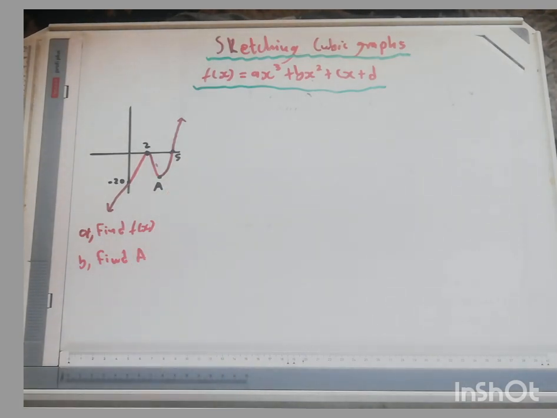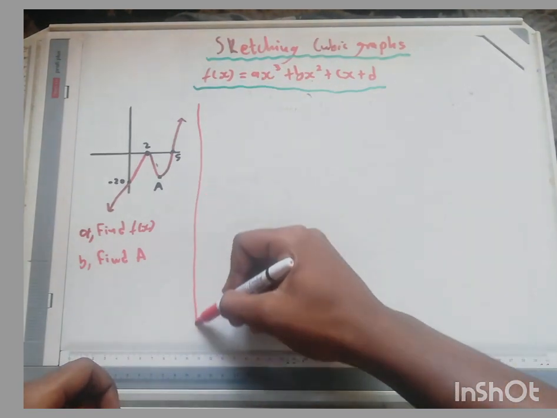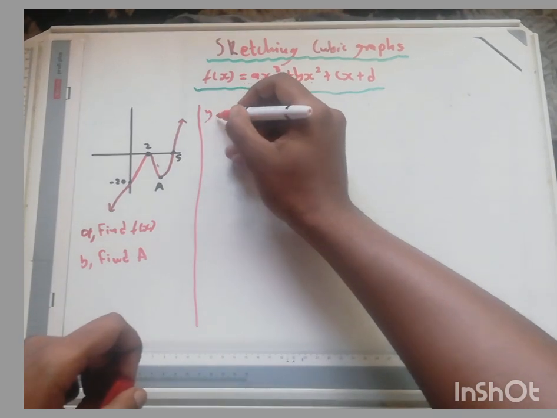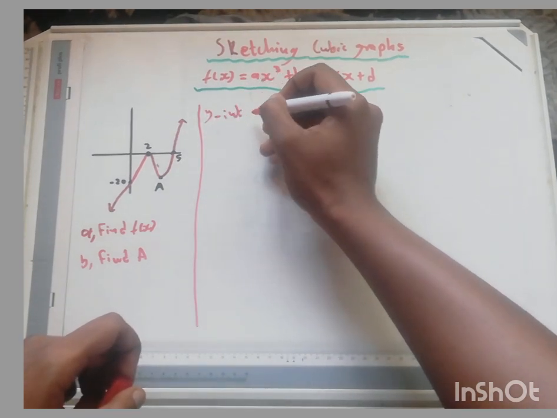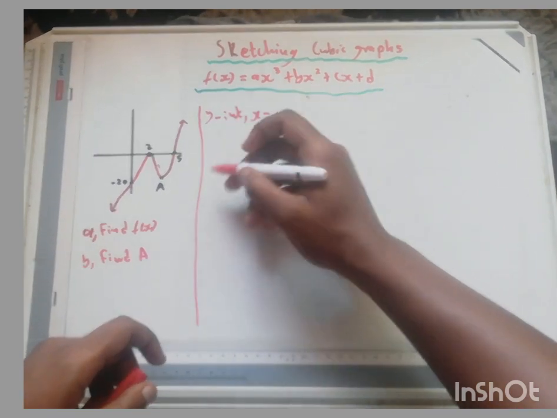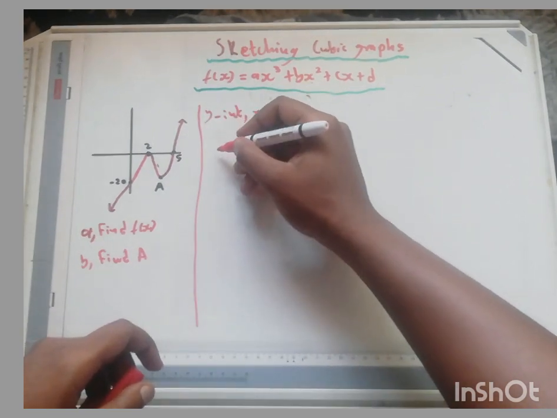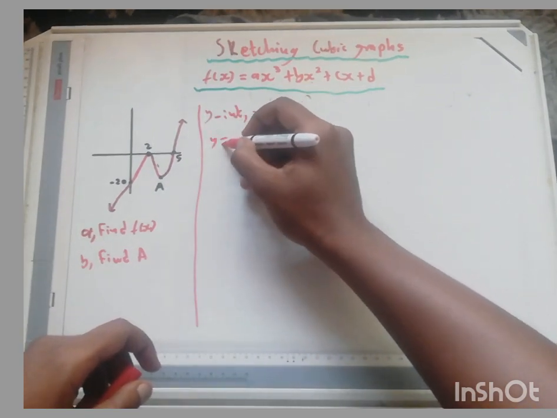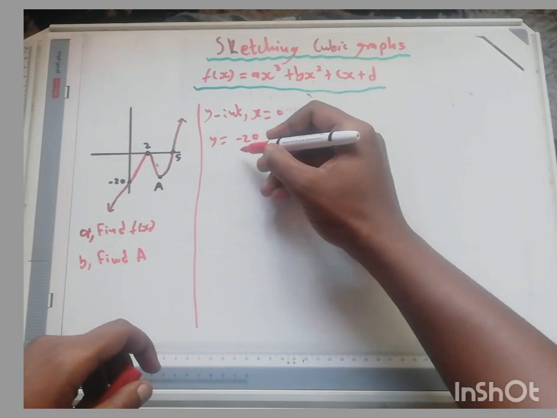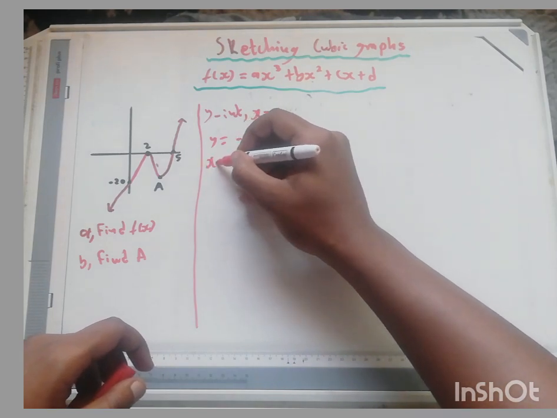So how do you do that? Firstly, I will say list the things which are given to you on the sketch. You know that when you're looking for y-intercepts, you let x be equal to 0, right? So it means that if minus 20 is the y-intercept, it means that y is equal to minus 20, right? But then this one is what is given to you. And then let's look at our x-intercepts.